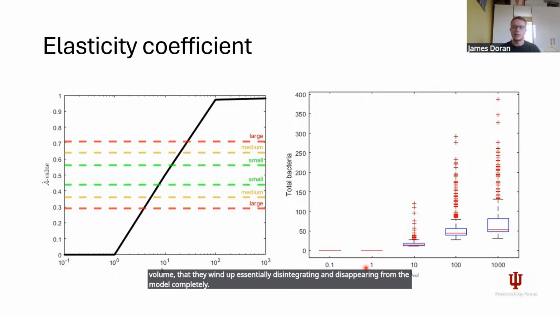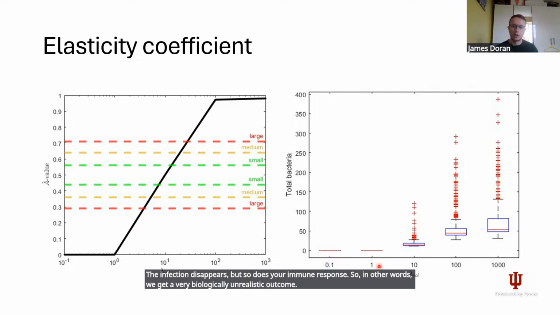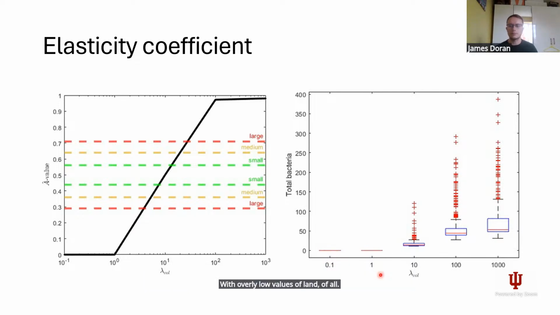So in theory, this makes it sound like the immune response has done very well, but I should note that we set lambda vol equal to these values for all the cells in the model. So not only were the bacteria fragmenting apart, but so were the immune cells. So essentially, the infection disappears, but so does your immune response. So in other words, we get a very biologically unrealistic outcome with overly low values of lambda vol.